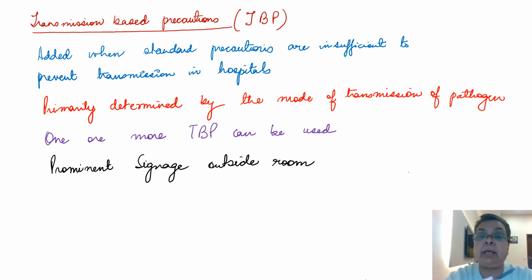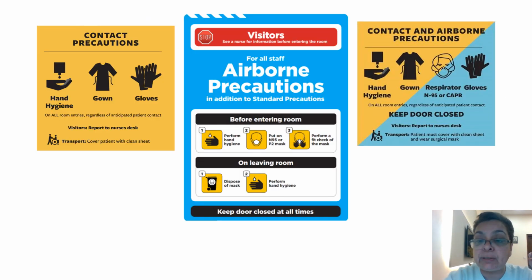Droplet with contact, aerosols with contact, or simply contact precautions. And whatever decision is taken, that signage has to be put outside the patient's room, because everybody must be on guard before entering the patient's room. So this is a contact precaution room, this is a droplet precaution room, and so on. So signages like this should be put outside the patient's room: contact precautions, airborne precautions, as well as contact plus airborne precautions. Let's take them up one by one.